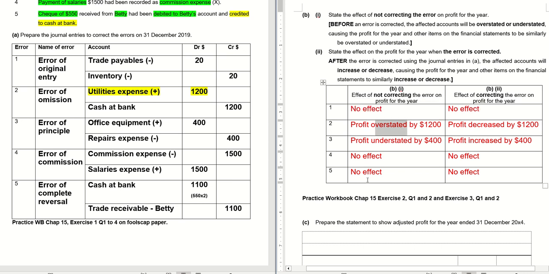What happens when you correct the error? Now, when you correct the error, you increase expenses and therefore profit decreases.